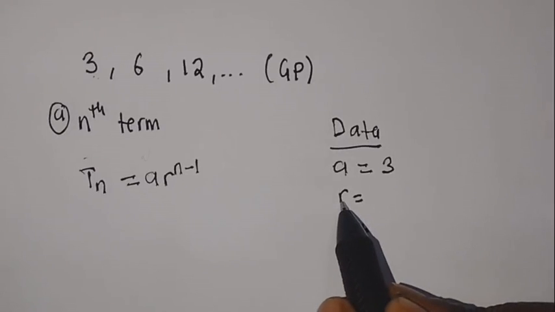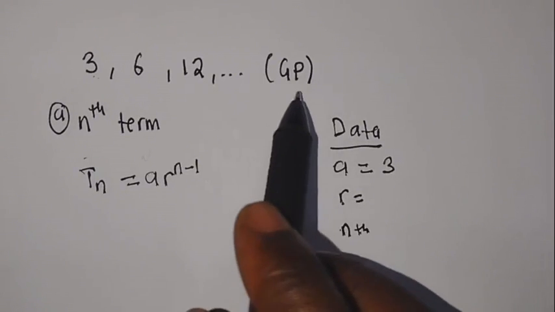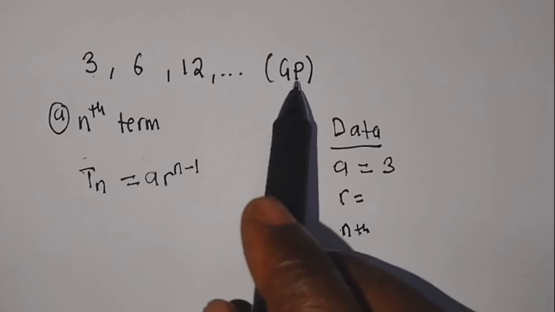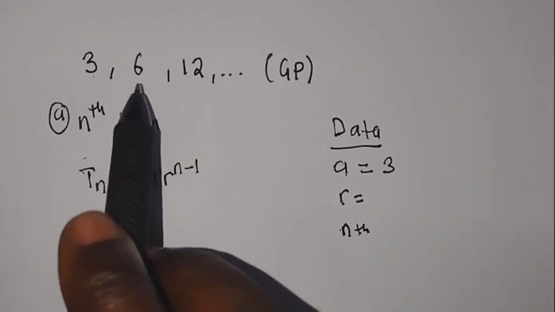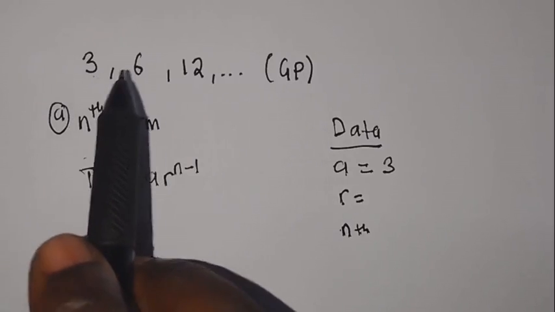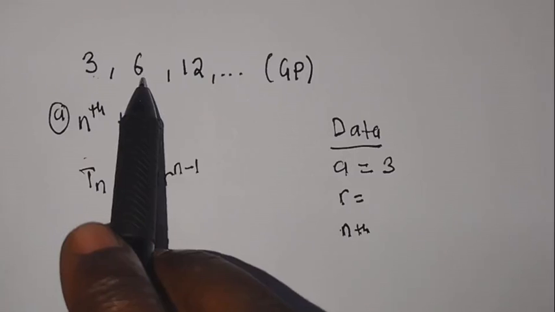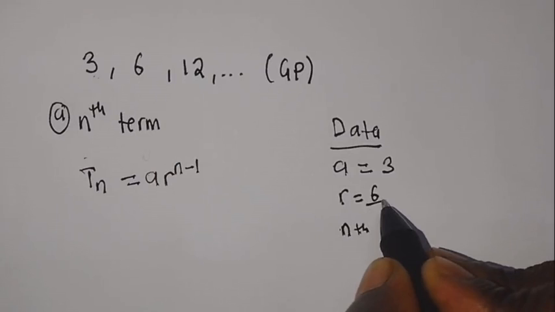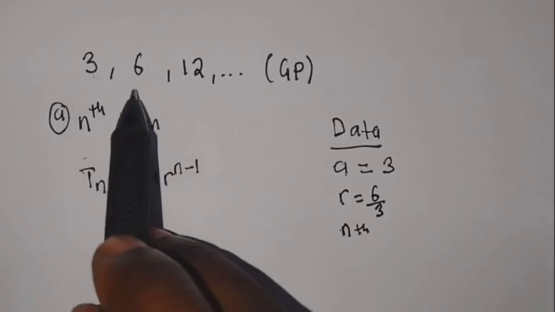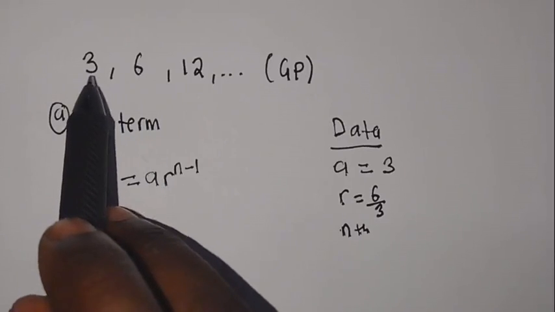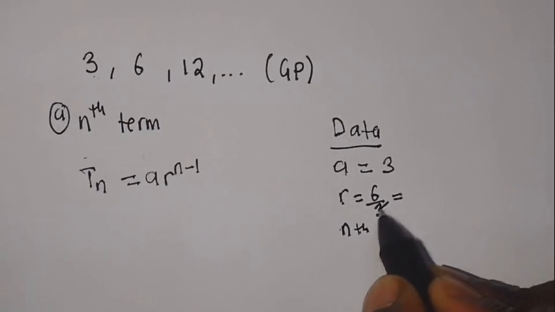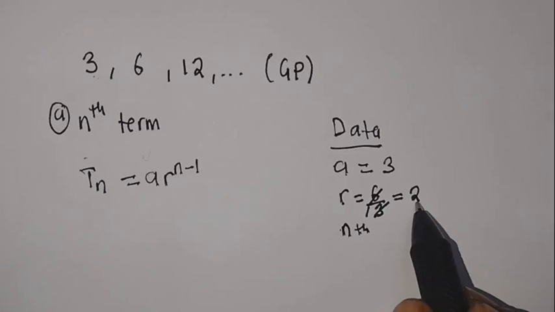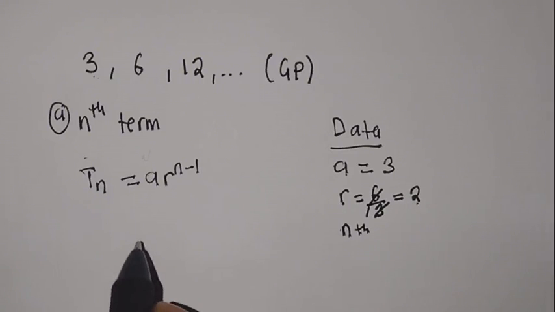Then r is the common ratio. This is a geometric progression, and when you are finding the common ratio, you need to divide the second term by the first term, or you can say third term divided by second term. You are going to get the same answer. So here we say 6 divided by 3. The second term is 6, the first term is 3. When we do the division, 3 into 6 is 2. So our ratio is 2.